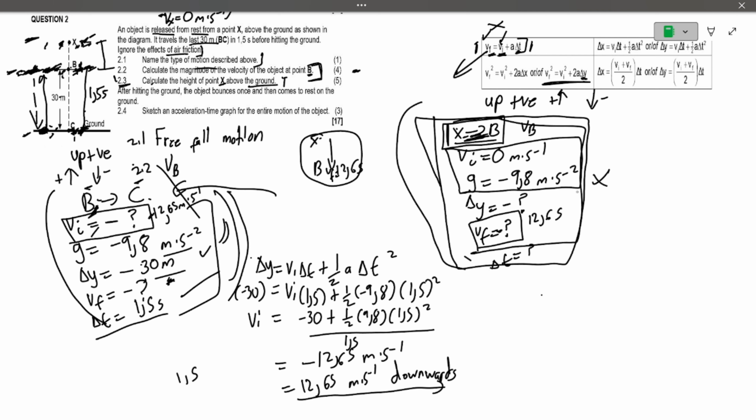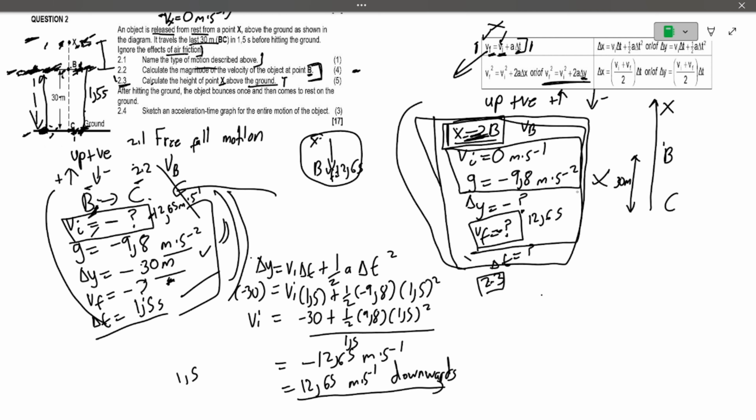And then after we go to the second one, let's see what the second one needs us to do. Now the second one needs us to calculate the height of the point X above the ground. So where's point X? Point X is here, then there's B, there's C. So they want this height. Which height are we given? We are given this one of 30.